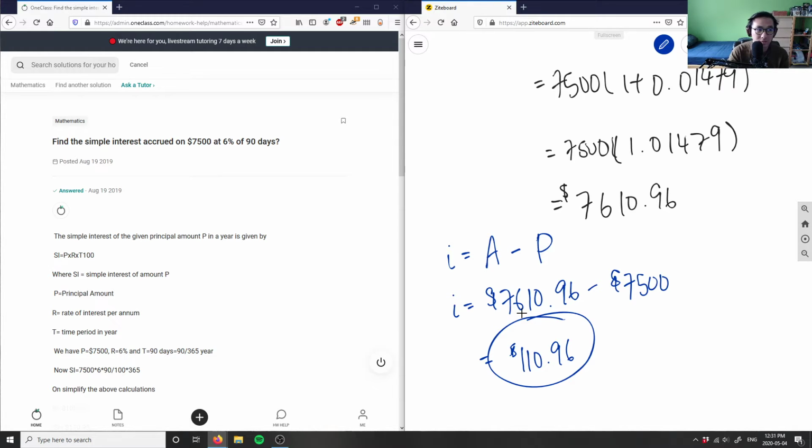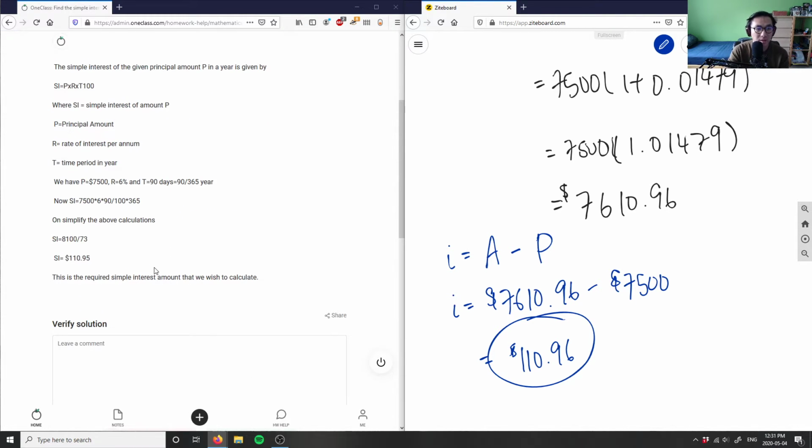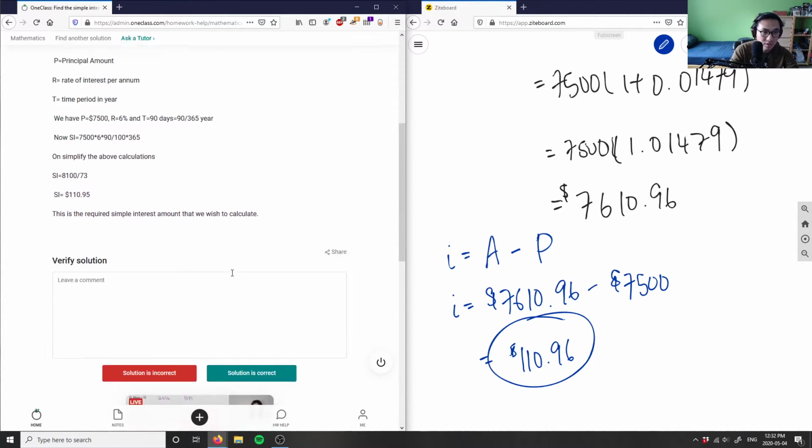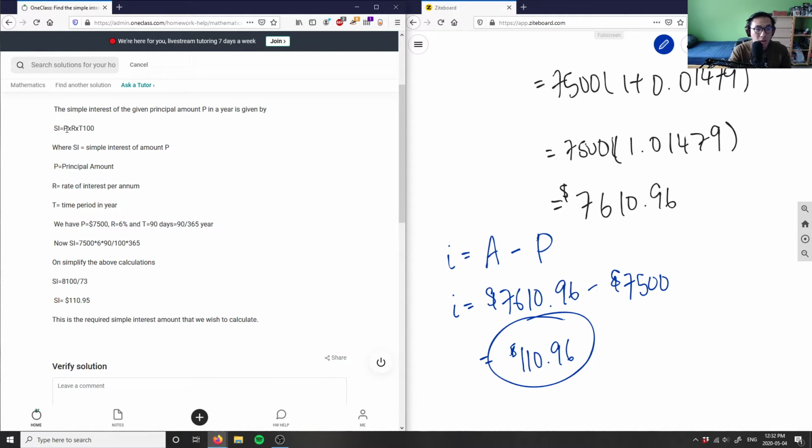Again, $110.96 is only interest, right? So as you can see, the simple interest here equals $110.95, very, very close to 96 cents. So the solution here is correct. Their formula is simple interest equals P times R times T over 100, I believe, and this gives us the exact same answer as well.